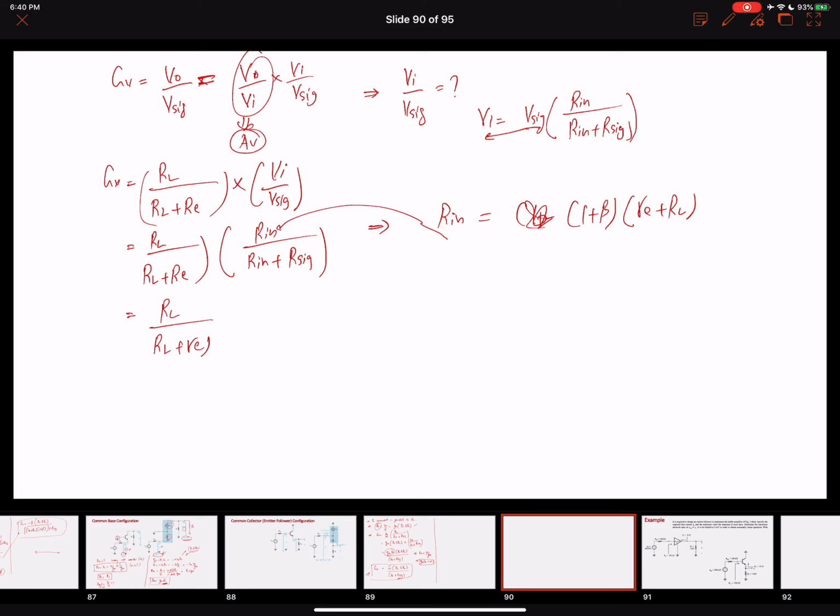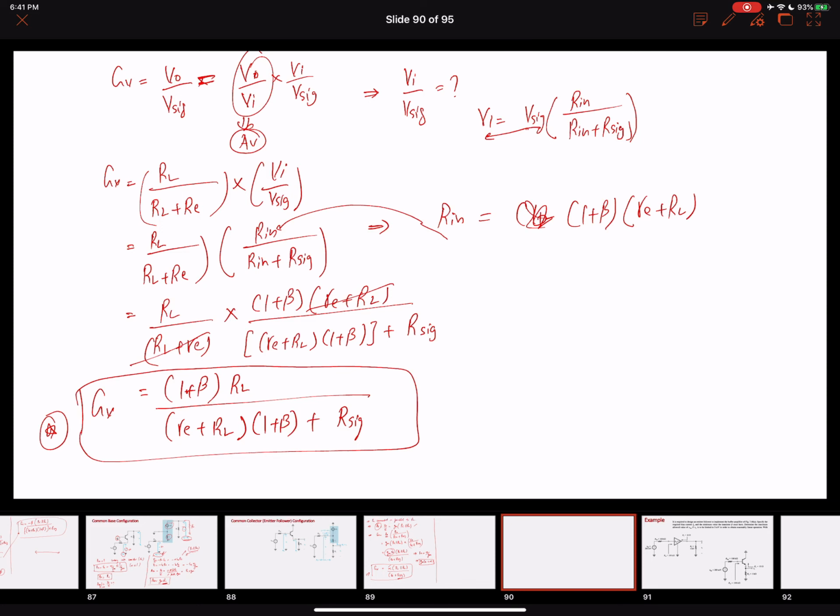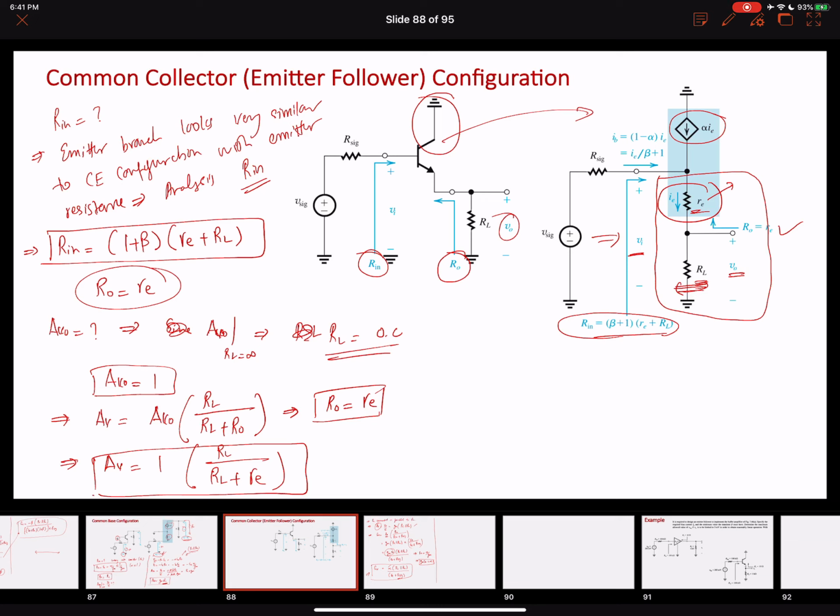(RL plus Re) multiplied by Rin, (1 plus beta)(Re plus RL) over (Re plus RL)(1 plus beta) plus R signal resistance. So Re plus RL will be cancelled out, and what we are left with is (1 plus beta) times RL divided by (Re plus RL)(1 plus beta) plus signal resistance. So this is the value of the overall voltage gain that we will get for our common collector configuration. Okay, great.